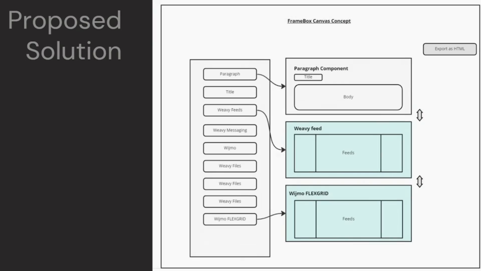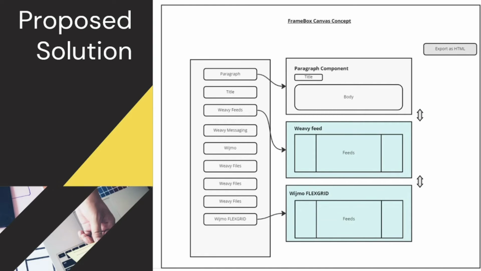Let's take a look at the basic structure of what we were trying to build. So here you can see the canvas concept. The paragraph content, Weavy feed, Wijmo flex grid, all these will be included in a code space. That's what we call the code space. So inside the code space, initially it will be a plain field.